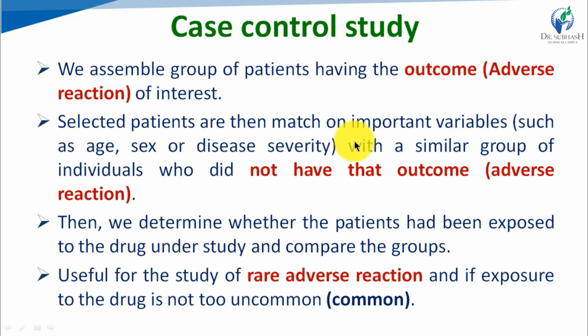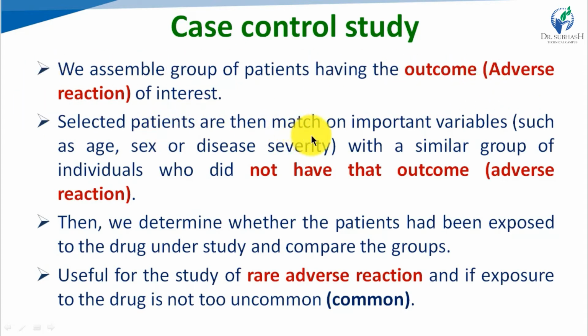Then case control study, another one. We assemble a group of patients having the outcome, that means the adverse reaction of interest. मतलब कोई adverse reaction मिल रहा है तो पहले हम यहाँ पे ग्रुप क्या करेंगे, यहाँ पे in this case control study, the study will start with the adverse drug reaction. मतलब ऐसा एक ग्रुप क्रिएट करेंगे जहाँ पे एक जैसा adverse drug reaction आ रहा है.